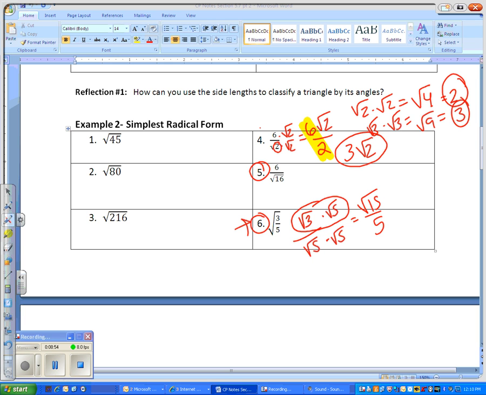So I'm going to talk and answer this question. How are number 4 and number 6 similar? How are they different? And I will check that tomorrow.